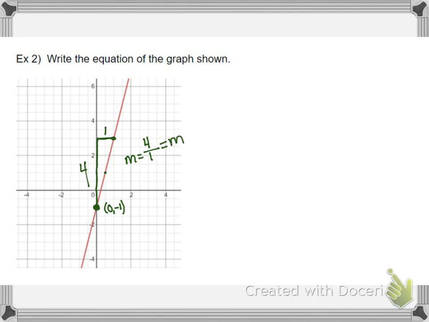And the y-intercept was -1. So my equation would be y is equal to, whoops, didn't realize I wrote m instead of 4. That's not what I meant to do. Sorry about that. Let's try that again. So y equals, the slope is 4x, and then the y-intercept is -1. So my equation is y equals 4x minus 1.